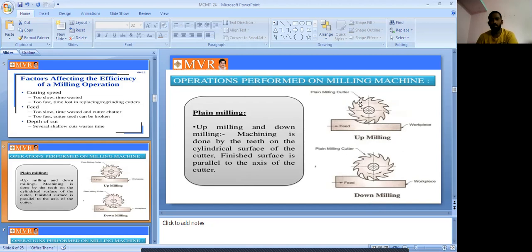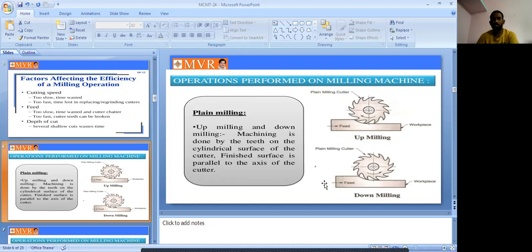So this is a milling cutter, a plain milling cutter. By using this cutter, we are removing metal from the workpiece. This is the feed, and this is the workpiece. The feed comes in this direction, and from this direction the milling cutter cuts material from the workpiece. Okay, so next one is down milling.